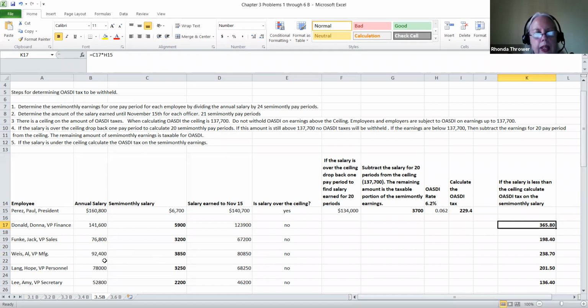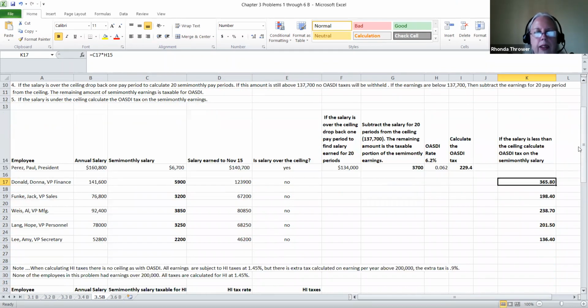So for the rest of these, you can see that the annual salary is less than 137,700, the ceiling. So none of the rest of these we had to worry about them going over the ceiling. They didn't. So they're all subject to the tax of 6.2%. So we simply multiply the semi-monthly salary times 6.2%, and that will give you the amount of OASDI taxes that would be withheld from that employee's paycheck.